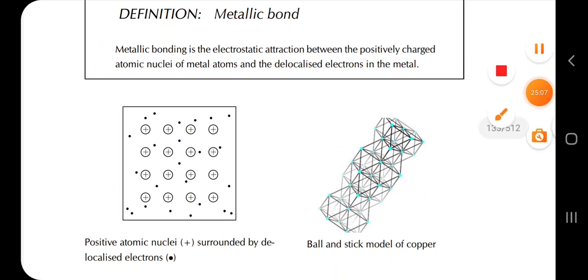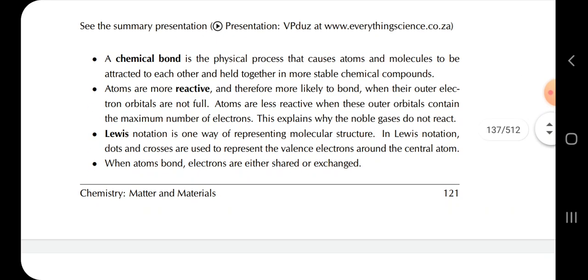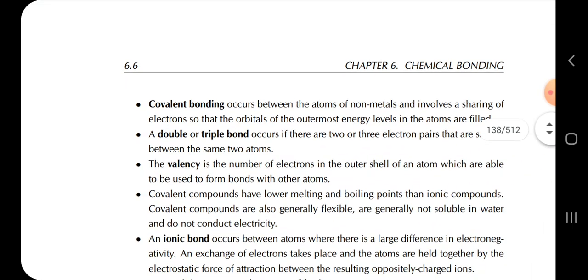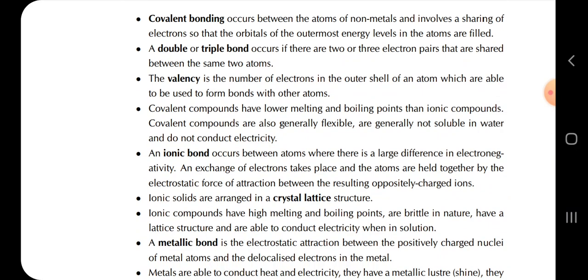We've reached the end of this, so this is the chapter summary. What is a chemical bond? A Lewis dot diagram, which I showed you a bit of. Covalent bonding, a double or triple bond. What is a valency? A covalent compound, an ionic bond, and all of that.